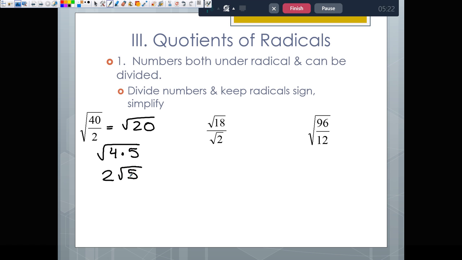Okay? Just because it's broken apart doesn't mean that it's anything different. It's the same thing as this. I can still divide 2 into 18 and get the square root of 9, and the square root of 9 is 3. Okay? And then 12 divides into 96, making this the square root of 8. And we can break 8 apart into 4 times 2, and the square root of 4 is 2, so 2 square root 2. That's if the denominator goes into the numerator. However, sometimes we're not so lucky and that doesn't happen.